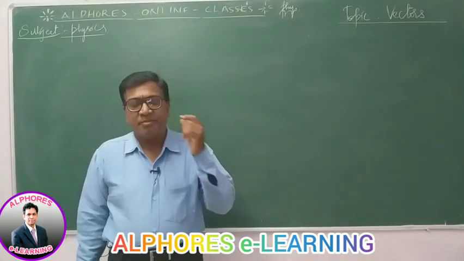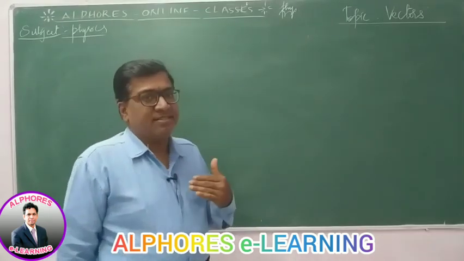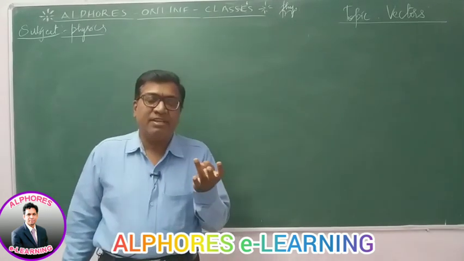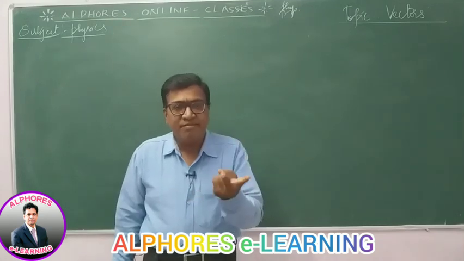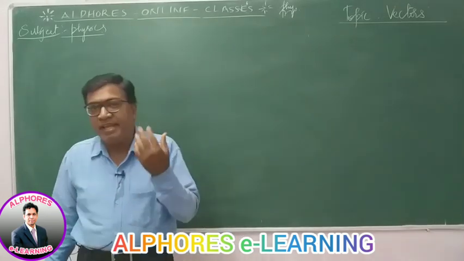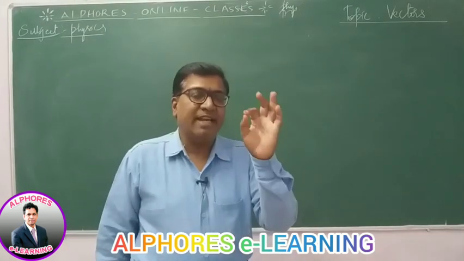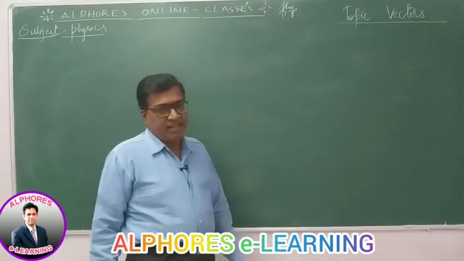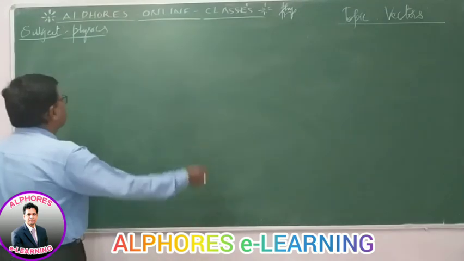We have taken the representation of vectors and types of vectors. Then addition of vectors, for which we have taken two methods: the graphical method and the analytical method. In the graphical method, we have taken two: the triangle law for two vectors and the polygon law for more than two vectors. The analytical method is the formula method, by which we derived a formula for the resultant magnitude and direction. Now, subtraction of vectors.